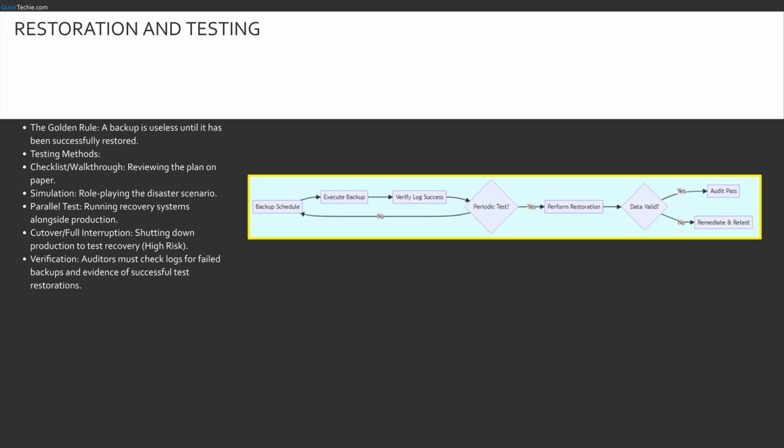Auditors look for validation of restore, not just a log saying the backup finished, but a log saying a test file was successfully recovered. This process loop shows the testing cycle. We execute backup and verify logs, but we must periodically branch to periodic test. Here we perform restoration of actual files. We check data valid. If yes, we get an audit pass. If no, we must remediate immediately. Simply looping back from verify log without testing restoration creates a false sense of security.